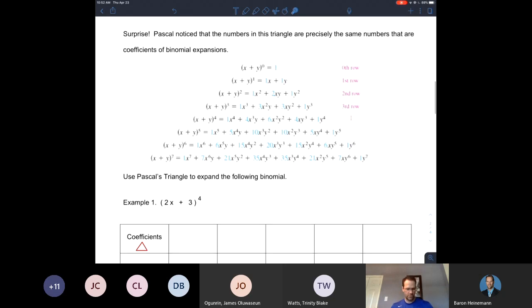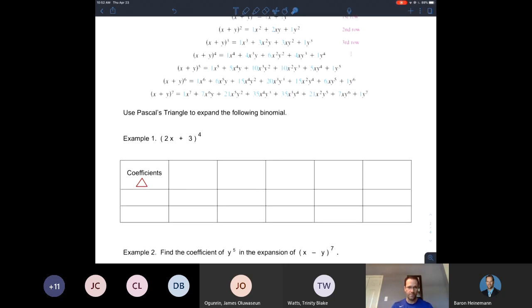So our job is to expand binomials. So number one, it says, use Pascal's triangle to expand the following binomial. I'm not going to ask you to take one and expand it all the way to like the 7th or the 8th or the 19th power or something.